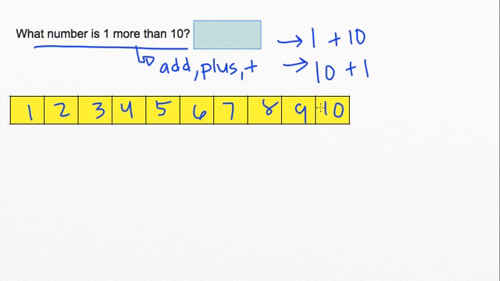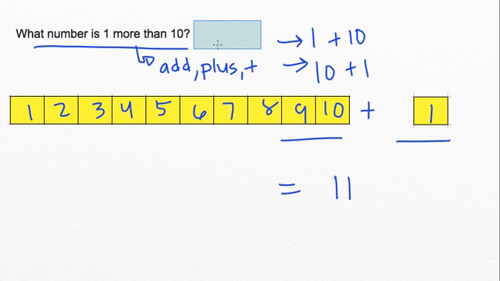And so now we need to add 1 more than 10. So we're going to say 10 plus 1. So there's our 1. So if we have 10 here plus 1, this is going to be our 11th block. So 10 blocks here plus 1 block here is going to give us 11 blocks. So 1 more than 10 equals 11.